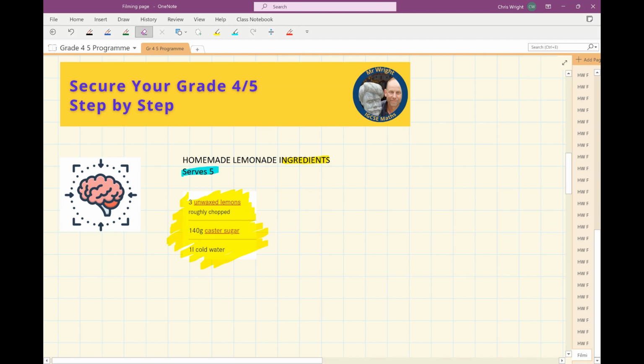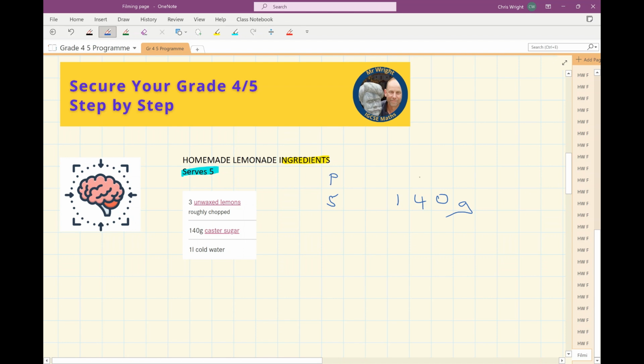So when we're talking about ingredients in a recipe, proportion is a key concept because you need those ingredients to stay in the same ratio. Otherwise, your recipe is not going to work. So let's have a look at a question along the lines of a recipe question to make sure that we understand. Now, if we're making enough lemonade for 5 people, we need to have 140 grams of caster sugar.